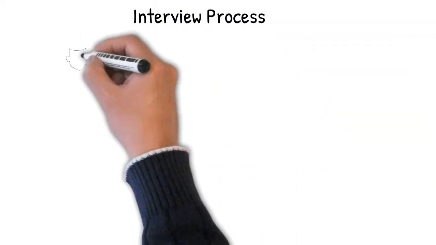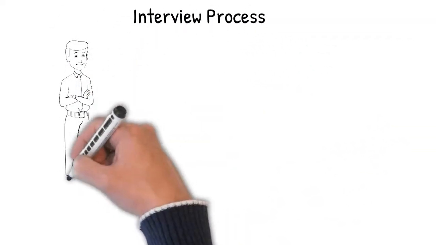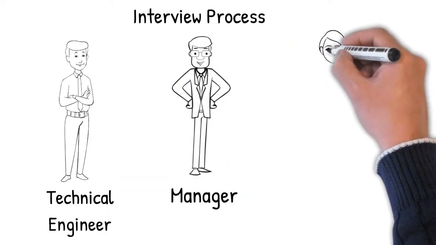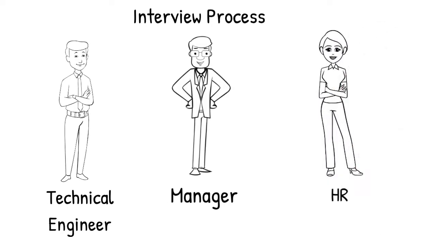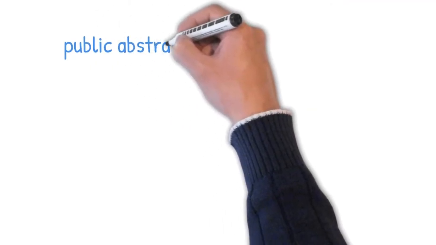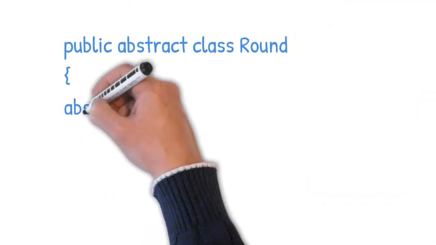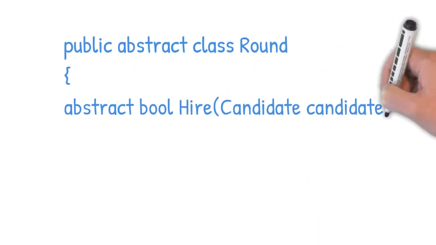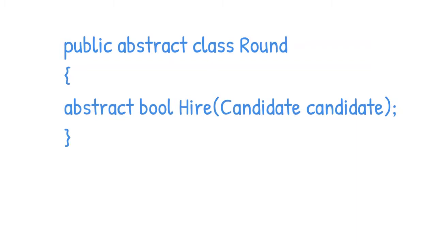Consider an example where you want to build an interview process which can have multiple rounds, like a technical engineering round, a managerial round, and an HR round. Let's try to build it programmatically now. For that, we are going to create an abstract class Round which declares an abstract method hire, accepting a candidate as an input and returning a boolean value as a status of hiring.